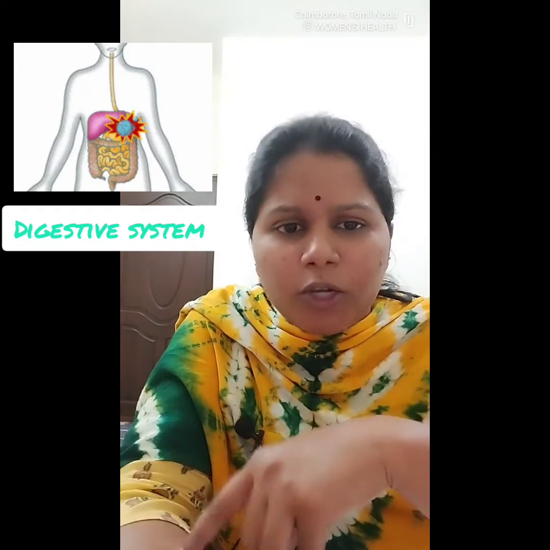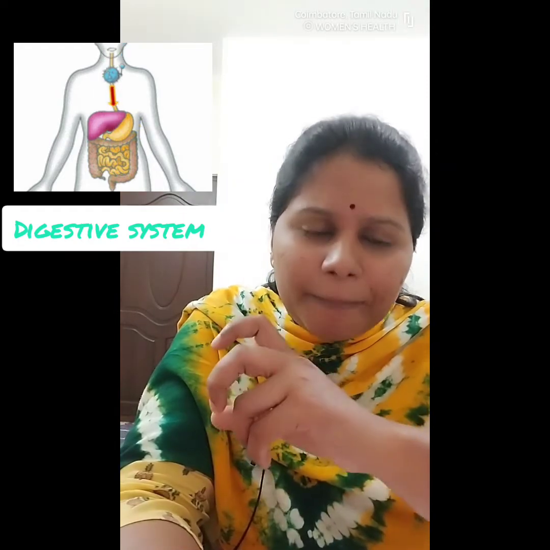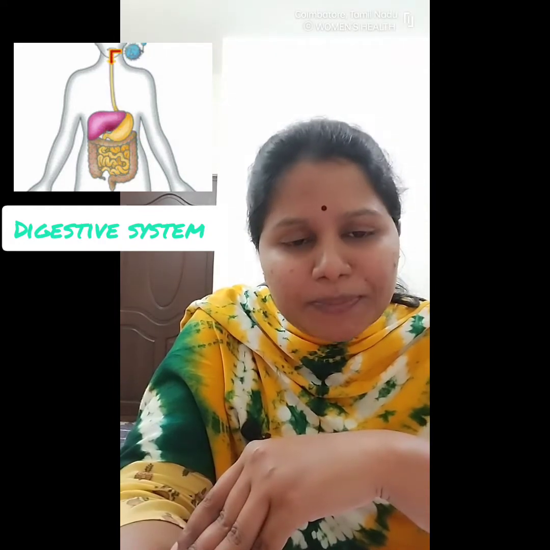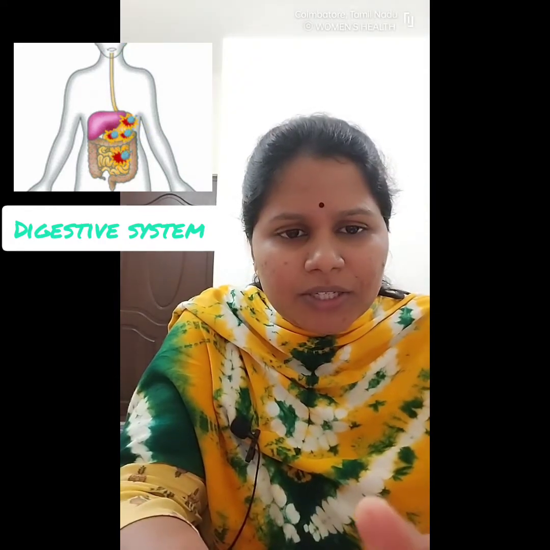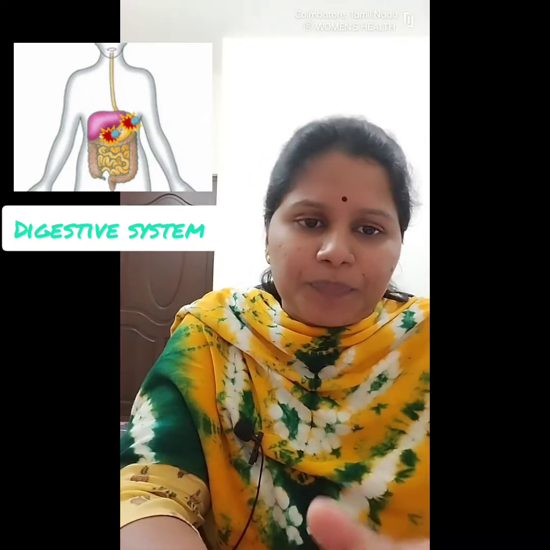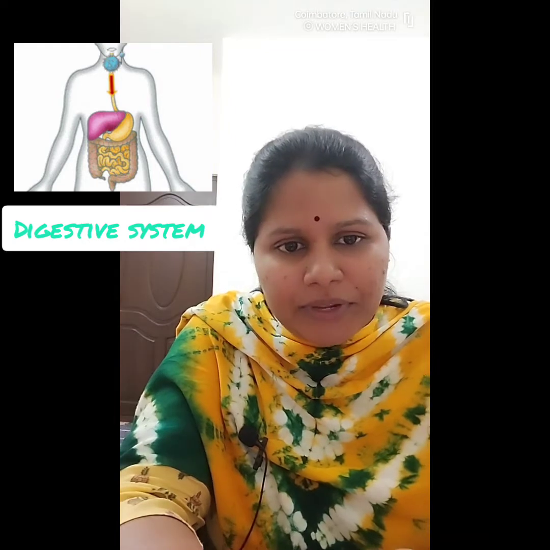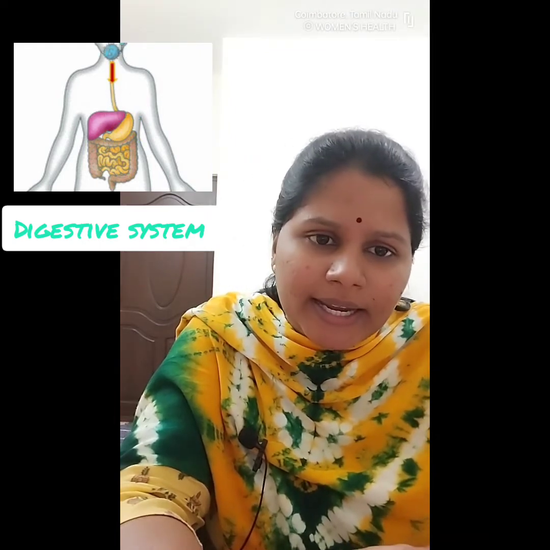Then one more in the lower portion of the stomach, between the stomach and the small intestine, is called the pyloric sphincter. The main function is to prevent backflow. That is the function of that ring muscle. Then the absorption phase happens in the small intestine.